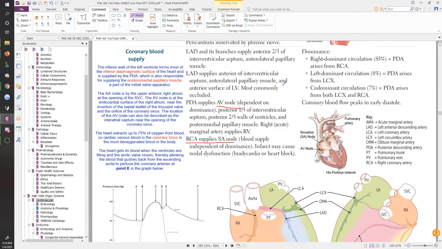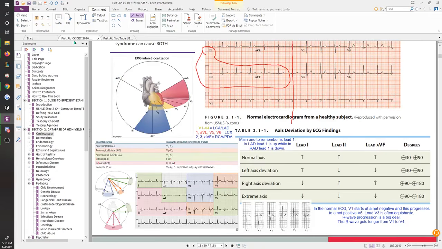Okay, so the PDA supplies the AV node, but you have to figure out where the PDA is coming off of. Is it coming off of the RCA, or is it coming off of the left circumflex? However, since for 85% of people both nodes are supplied by the RCA, you really care about what happens to the RCA, and you care about what happens to the PDA.